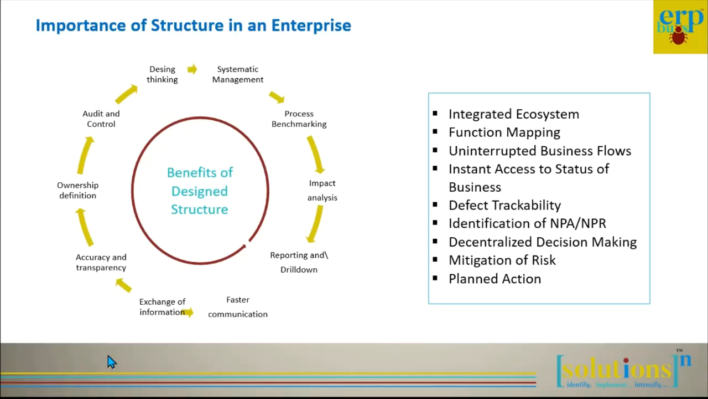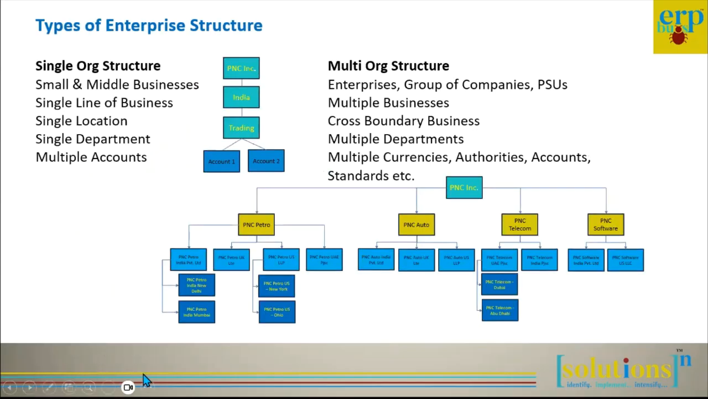Now, the next, here are the different types of enterprise structure. The first one is the single org structure. We call it a single org because up to a particular level it is single: you have the organization, then the operation, then what business you are doing. Particularly the small and middle businesses operate in a particular geography. They do not go beyond that geography. They can be defined as single org structure.